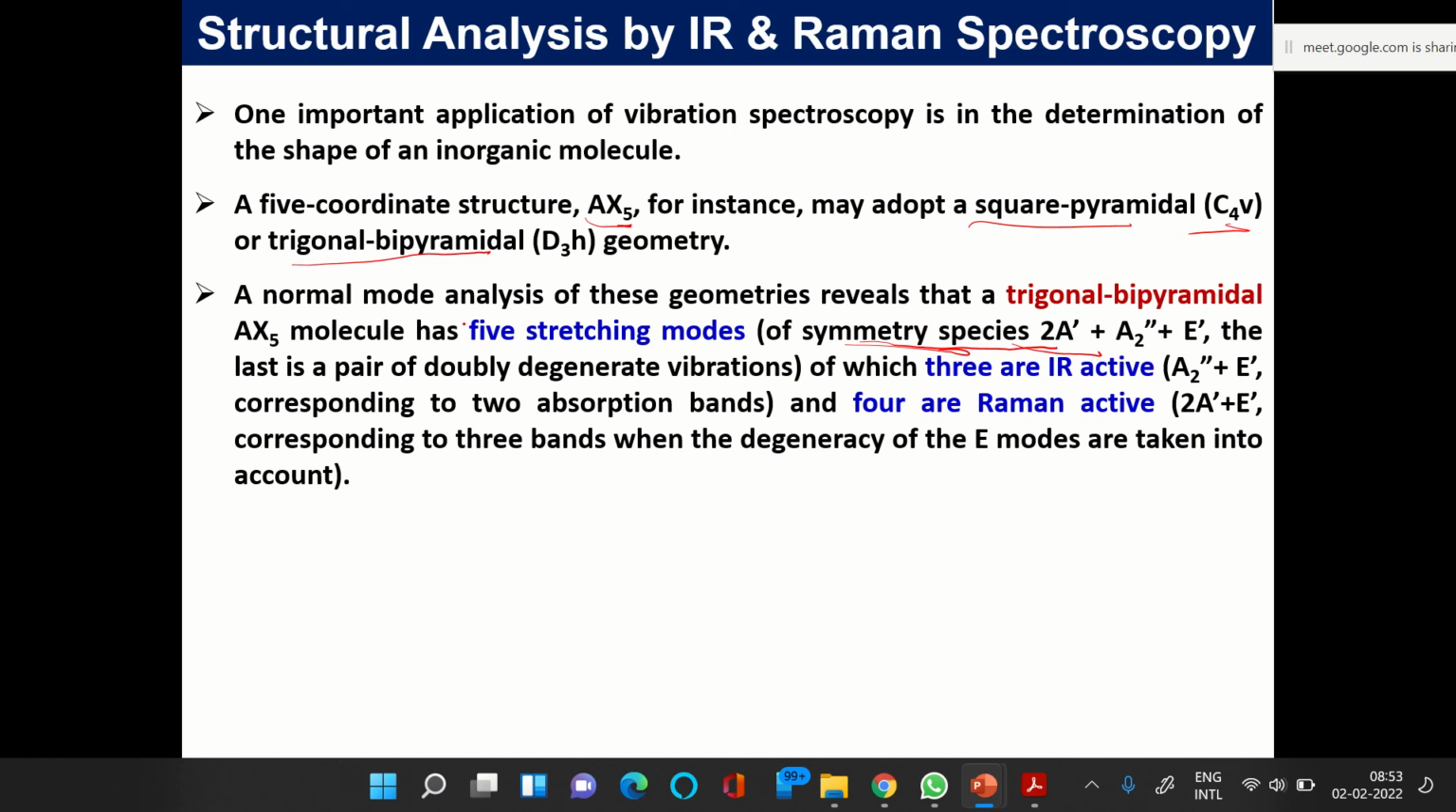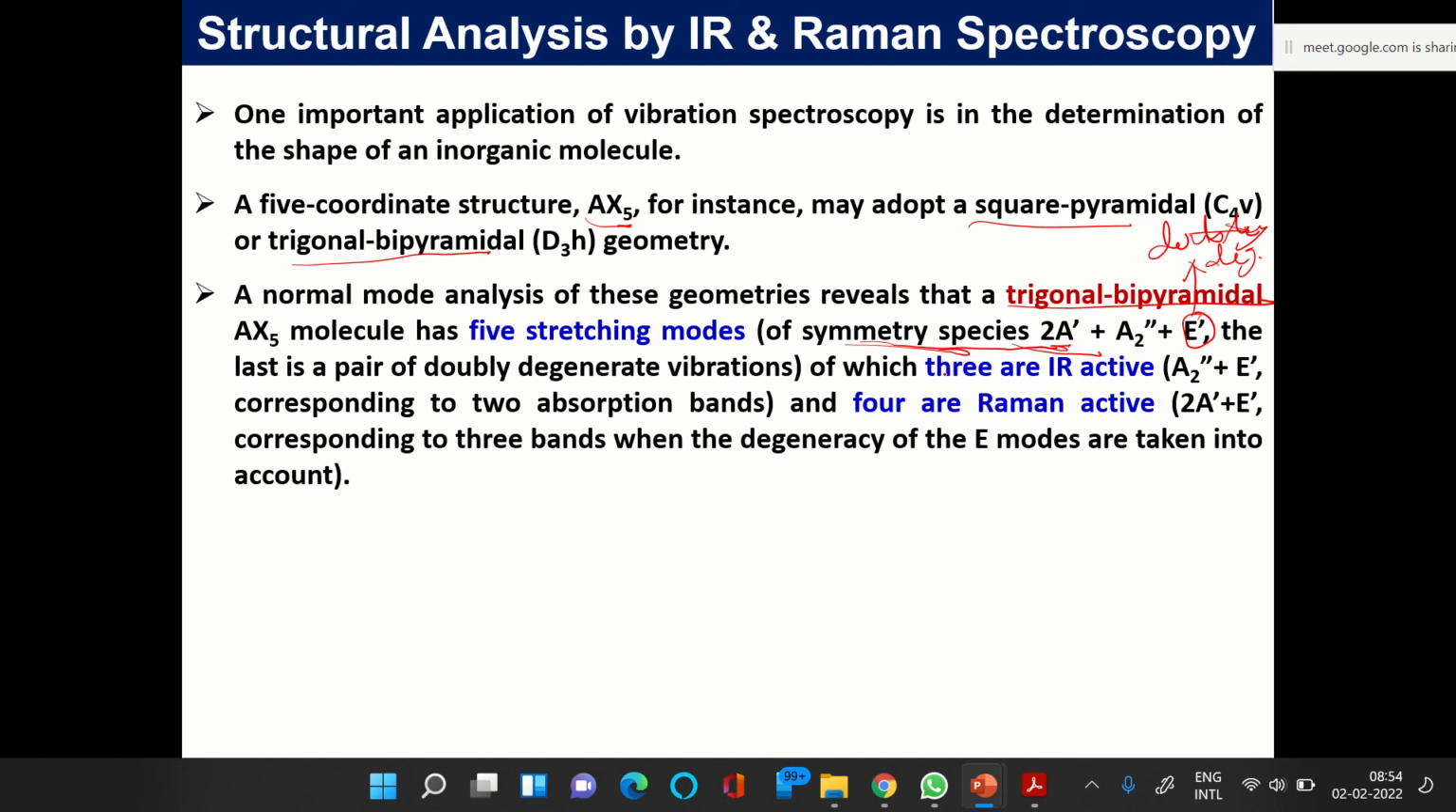So there are 5 stretching modes in trigonal bipyramids. Out of that, the symmetry is found to be 2 of A1 prime type, 1 of A2 prime, and one E prime. But E, as you know, is doubly degenerate, so E means this is doubly degenerate. This is how we are counting the 5 stretching modes.